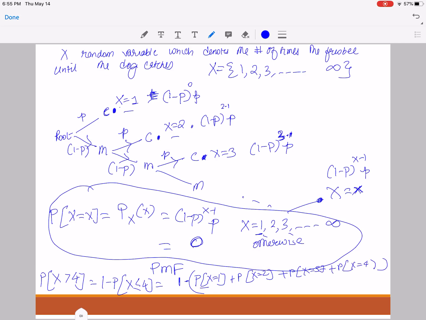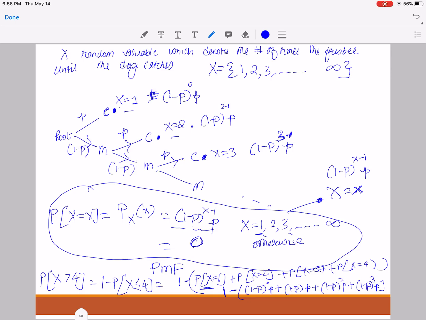Now to find these individual probabilities, I will directly use the PMF formula here and I will just plug and chug these values. So when I plug x is equal to 1, I get 1 minus p to the 0 times p. When I plug x is equal to 2, I get 1 minus p times p, plus 1 minus p squared times p, plus 1 minus p cubed times p. So that's the probability that the child has to throw the frisbee more than 4 times for the dog to catch it and run away and never come back.